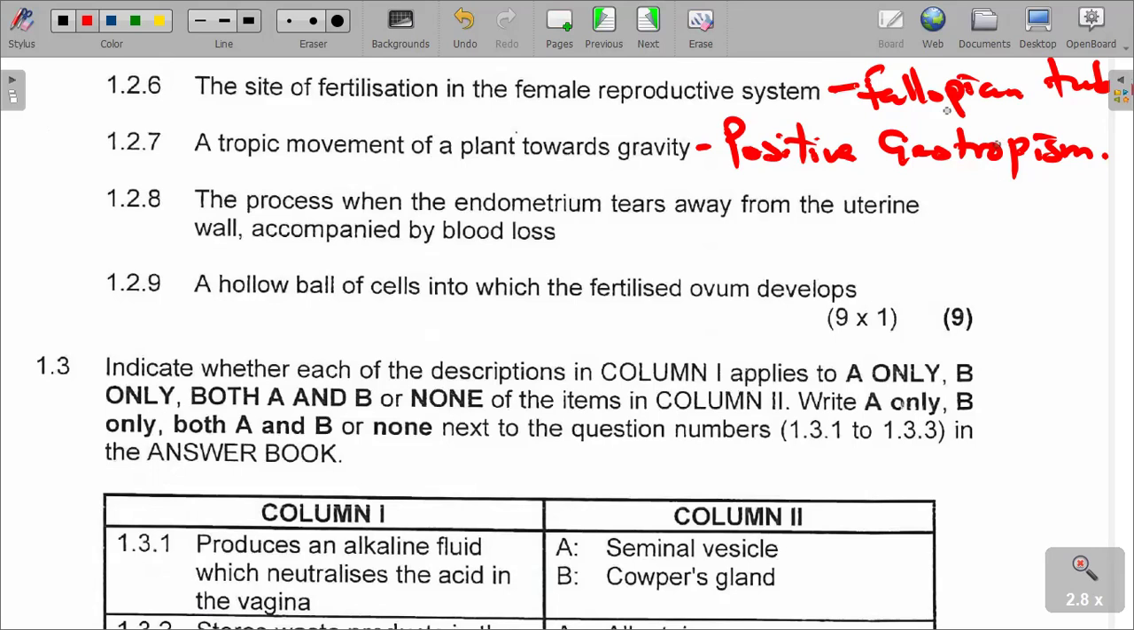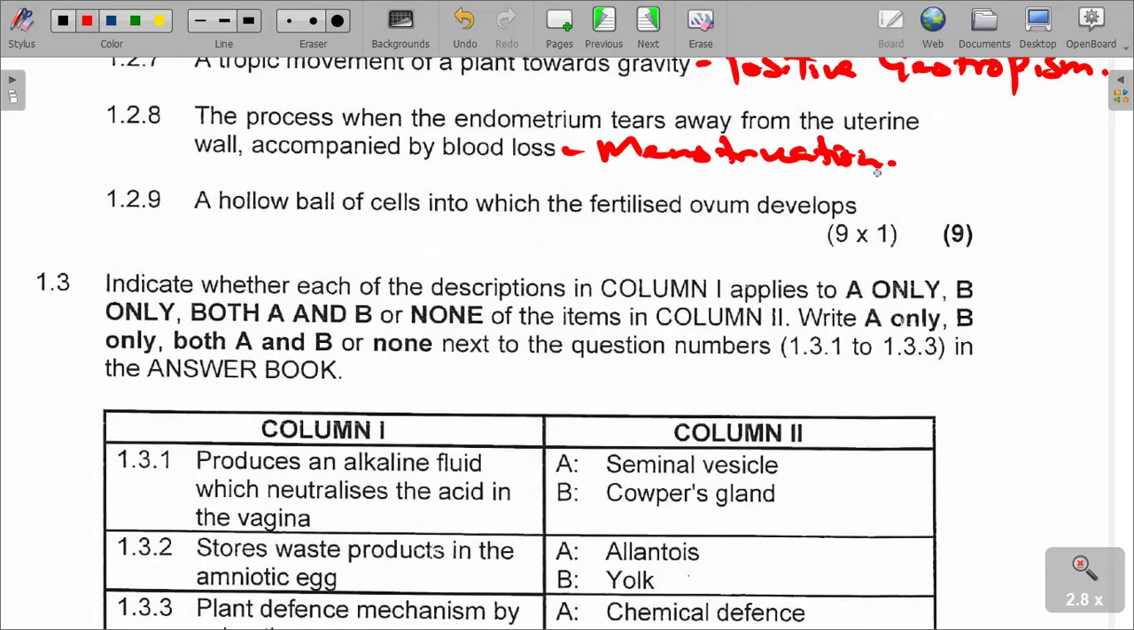And then the process when the endometrium tears away from the uterine wall, accompanied by the loss of blood, we call that menstruation. I'm sure we remember menstruation, the monthly hormonal period, which results in loss of blood because of the tearing away of the endometrium as a result of absence of fertilization or pregnancy.